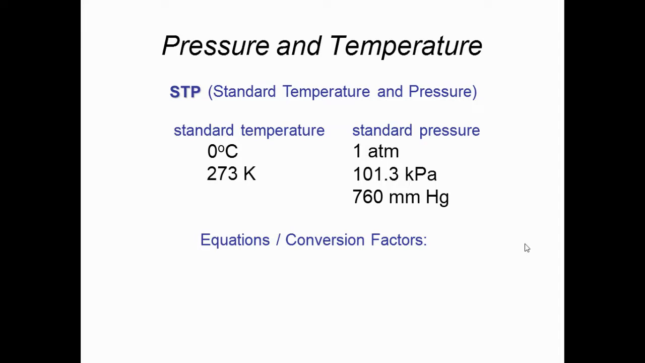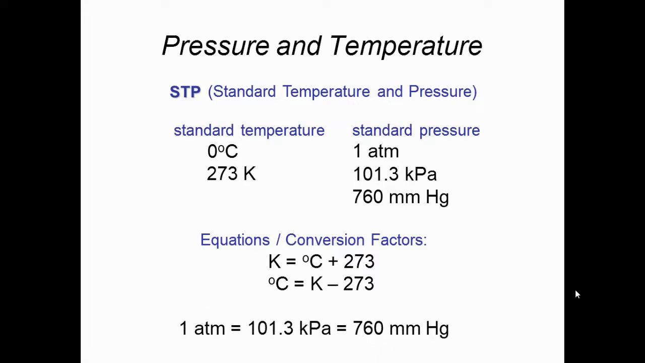What equations do we have, or conversion factors that we might want to know? Well, if you're trying to convert from Celsius to Kelvin, simply add 273. If you're trying to get from Kelvin to Celsius, subtract 273. And then finally, we should realize that 1 atmosphere is always equal to 101.3 kilopascal, which is equal to 760 millimeters of mercury.